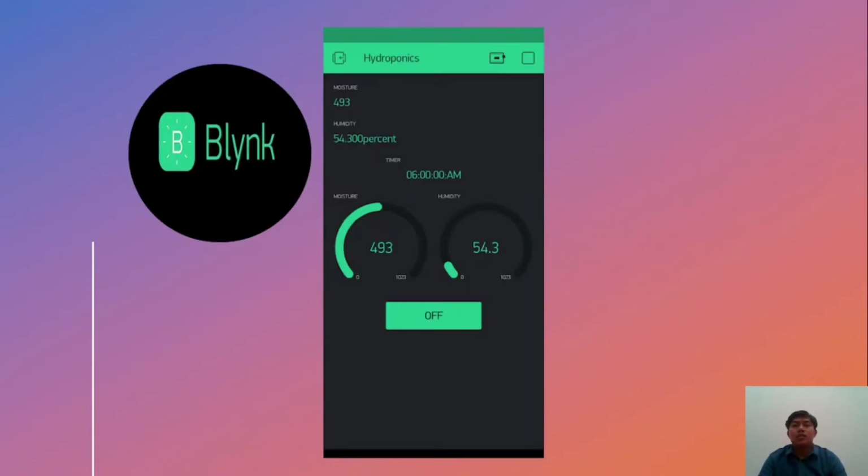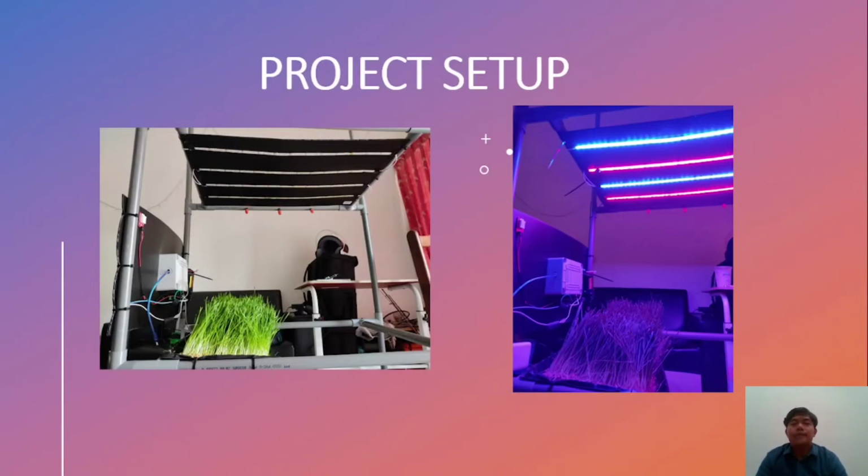This is the interface of the Blynk. So we can install the Blynk software on an Android or iOS smartphone. So this interface shows the moisture and humidity of the fodder plant. So this is my project setup.